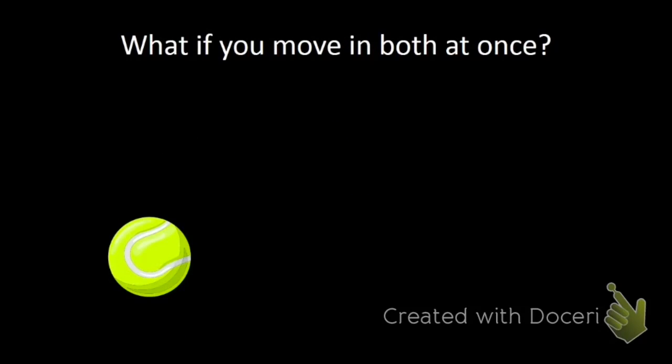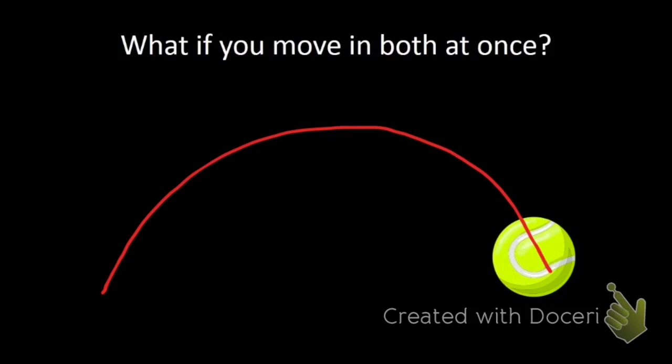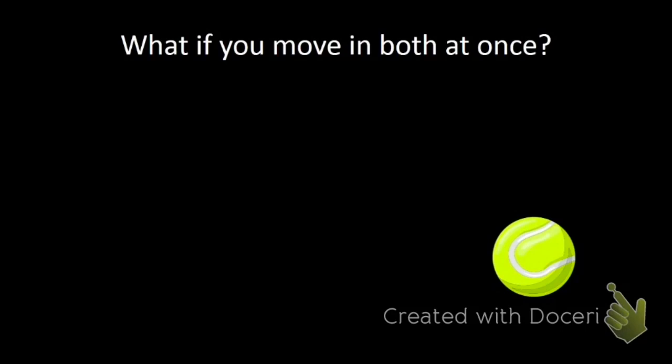So what happens if you move in both the x and y direction at the same time? This is what we call a projectile, and it moves a little something like this. Projectiles are going to follow what we call a parabola. So they're going to move with an arc, with a curve through space. We're going to study in this chapter in much more detail the math of that motion.